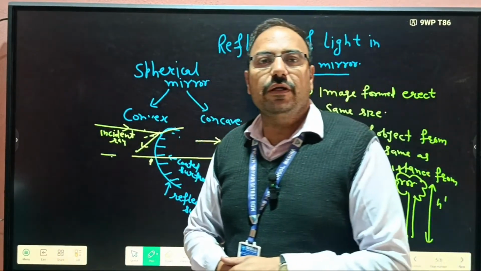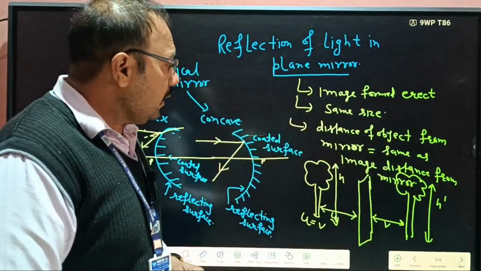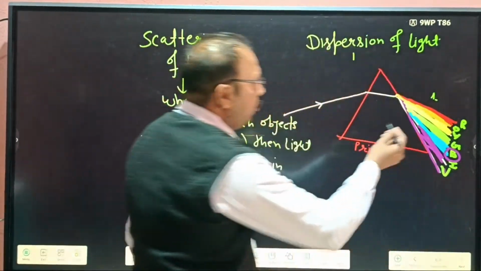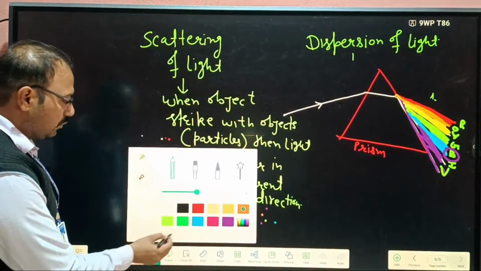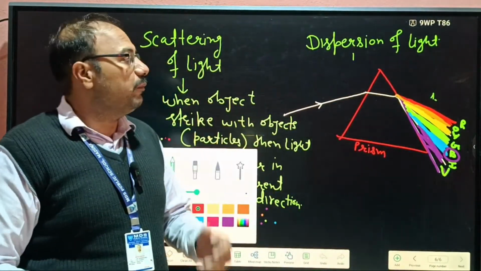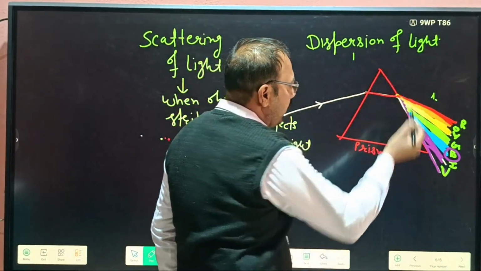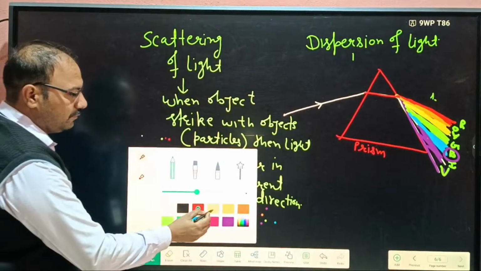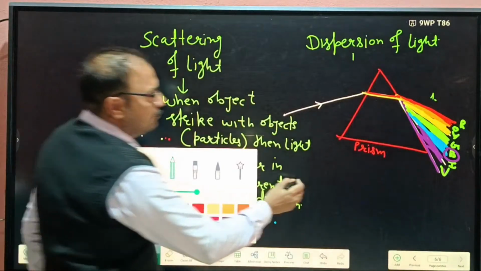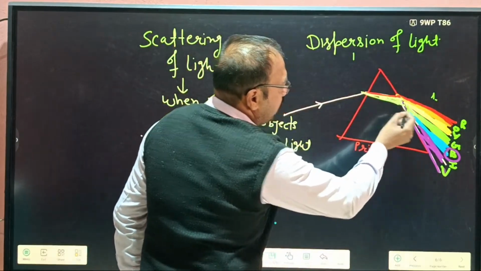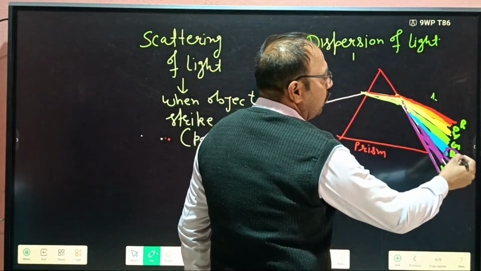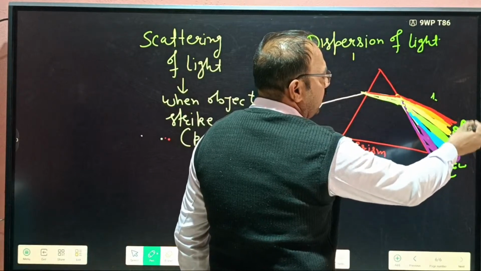And the last phenomenon we read about is known as dispersion of light. When white light passes through a prism, it bends and divides into 7 colors. These colors are known as VIBGYOR: violet, indigo, blue, green, yellow, orange, and red.